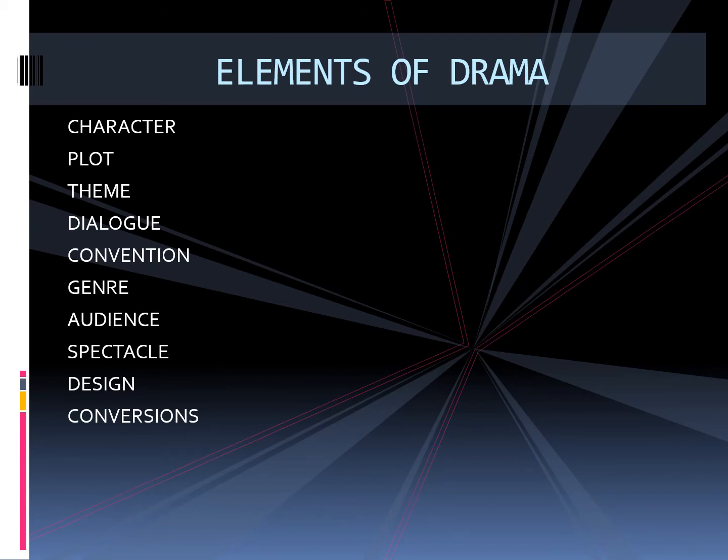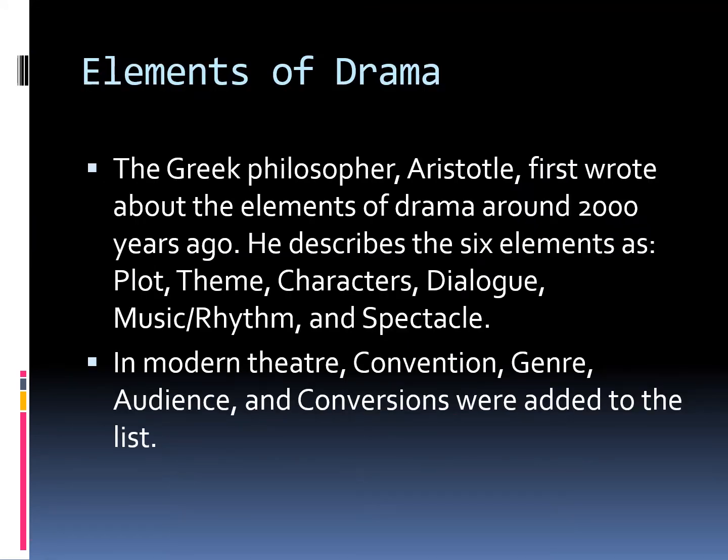The elements of drama are divided into 10 parts: character, plot, theme, dialogue, convention, genre, audience, spectacle, design, and conversions. The Greek philosopher Aristotle first wrote about the elements of drama around 2,000 years ago. He describes the 6 elements as plot, theme, characters, dialogue, music or rhythm, and spectacle. In modern theater, convention, genre, audience, and conversions were added to the list.